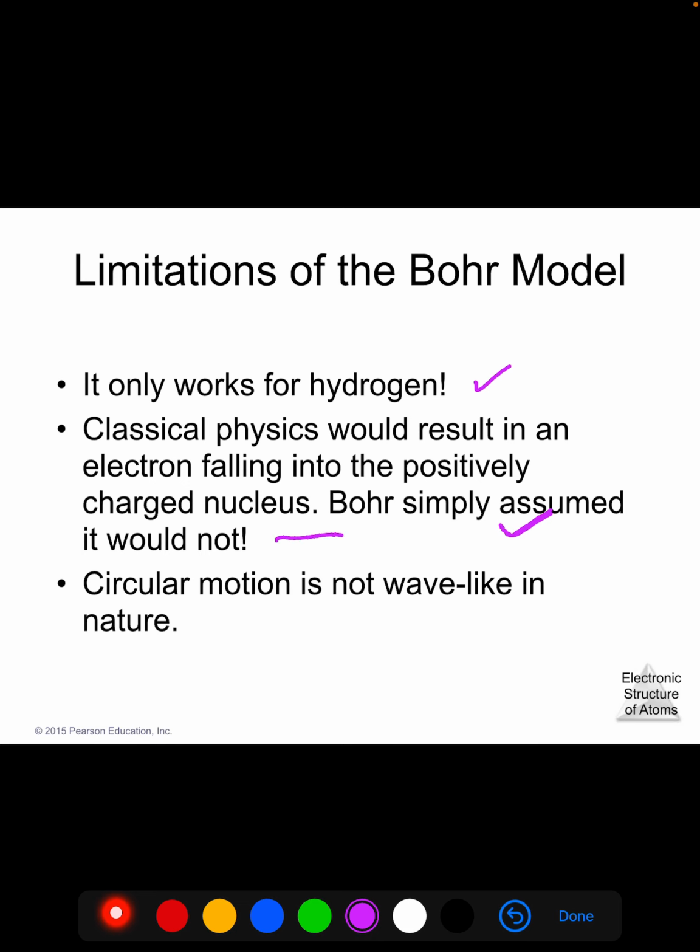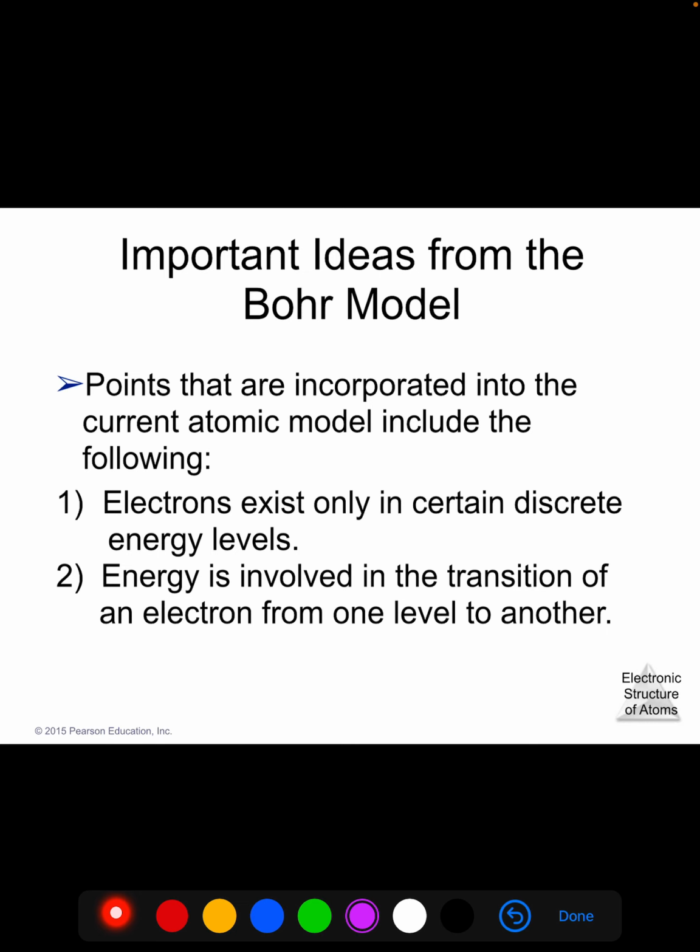Bohr's model doesn't explain that, and I'm not sure I can either. And the motion is not wave-like in nature, yet it is repeating and does let you make predictions. So, here's what's essential. Electrons exist in certain discrete energy levels.